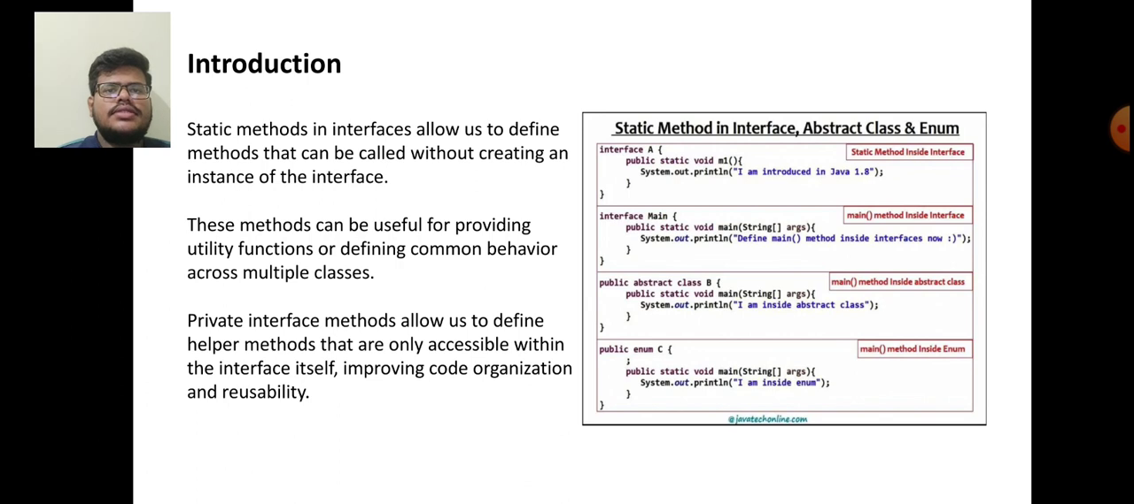Introduction. Static methods in interface allow us to define methods that can be called without creating an instance of an interface. These methods can be useful for providing utility functions or defining common behavior across multiple classes. Private interface methods allow us to define helper methods that are only accessible within the interface itself, improving code organization and reusability.